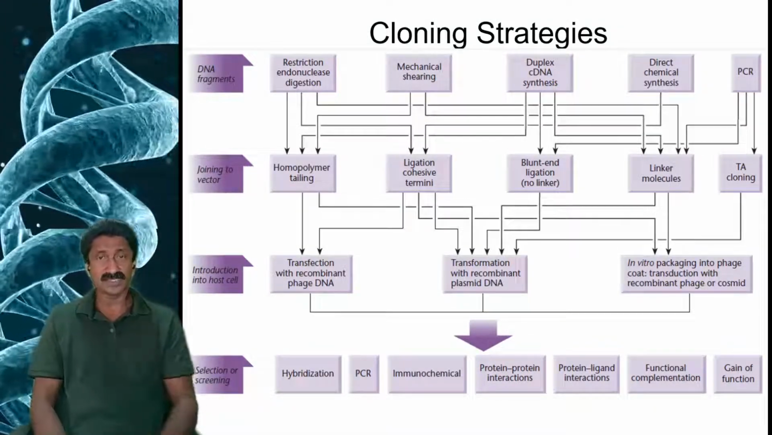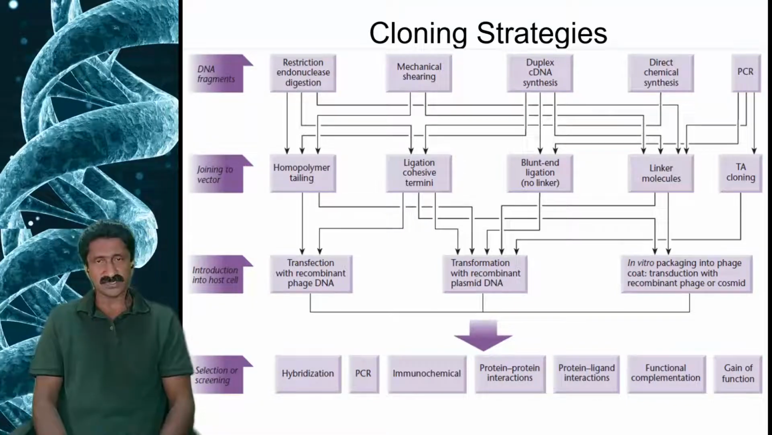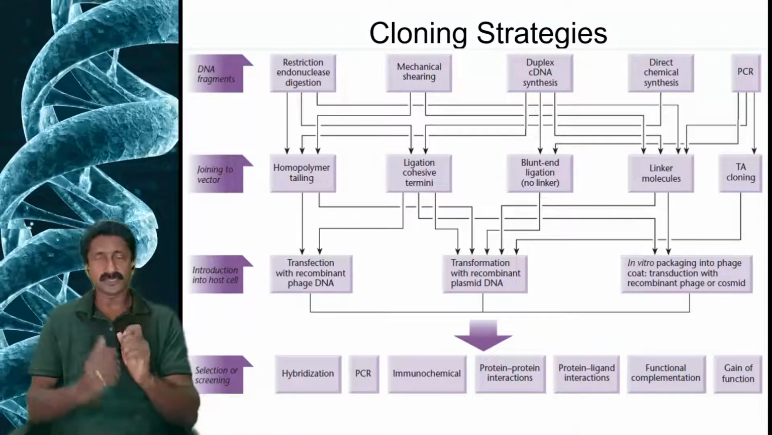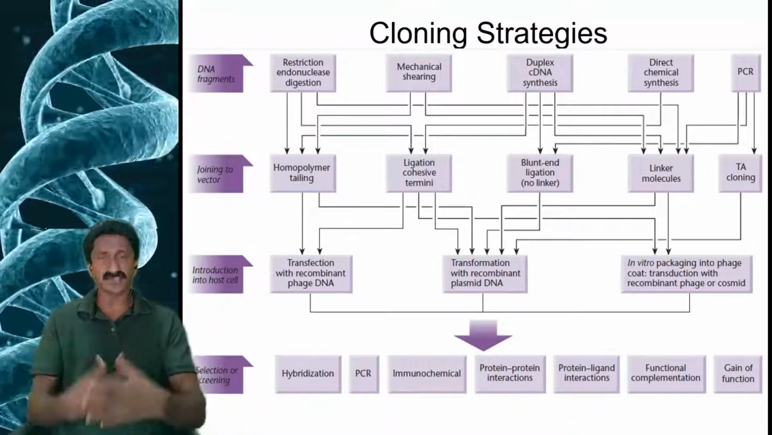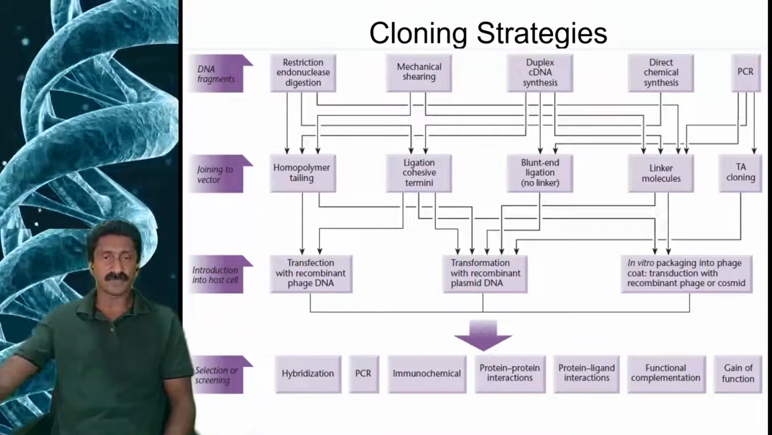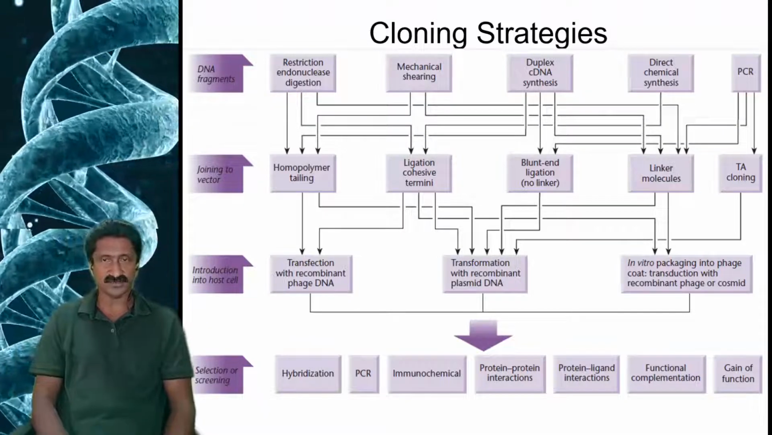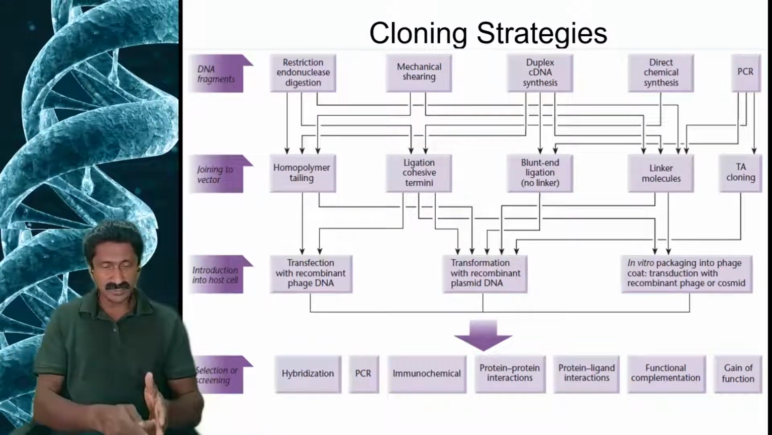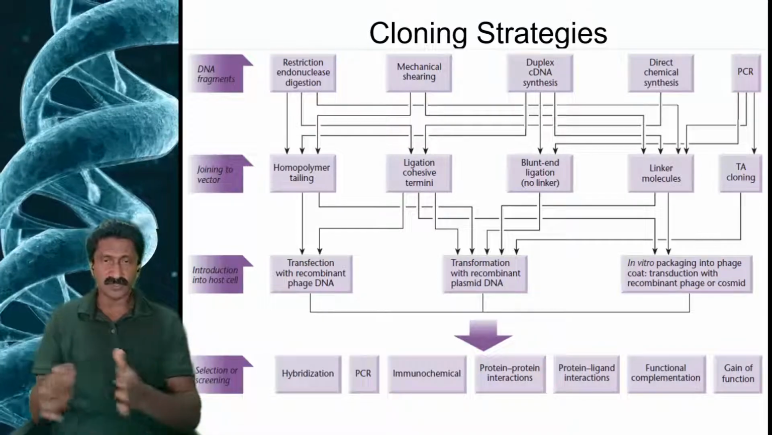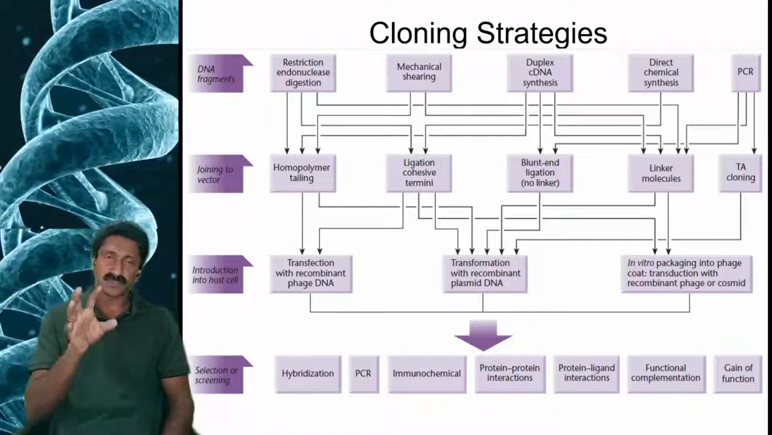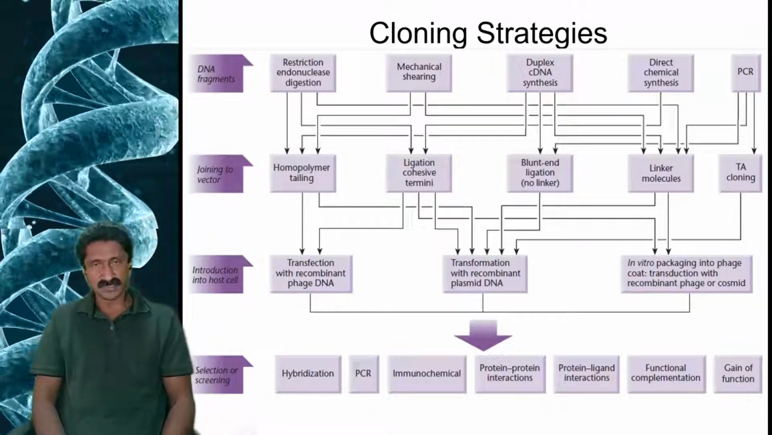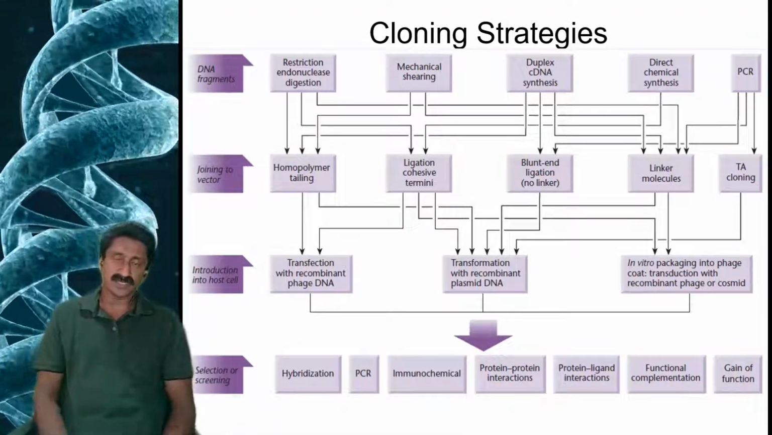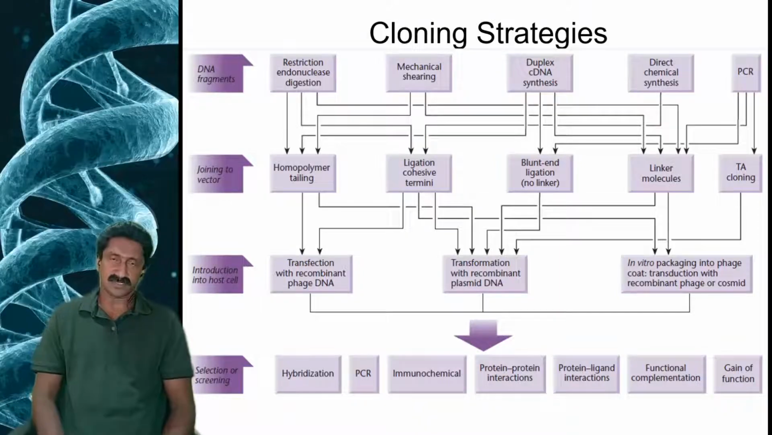Then another one is duplex cDNA synthesis. That is more important when you are looking at cloning a functional gene and you are expecting a functional protein to be produced at the final stage. In that case, you need the complete gene from start to end. That can be achieved only when you are using cDNA library synthesis. And we will see how cDNA is synthesized in the next sessions.